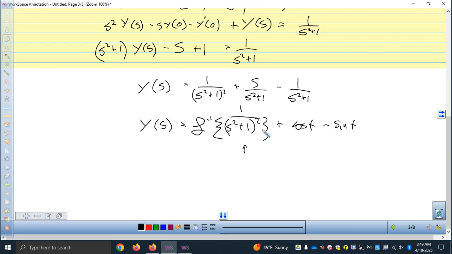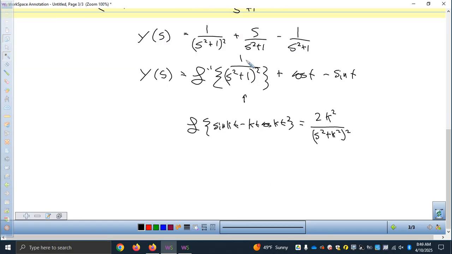number 25 says, I'll write it out, the Laplace transform of sine kt minus kt cosine kt equals 2k cubed over (s squared plus k squared) squared. So here k is going to be 1. So we're missing that factor of 1/2.